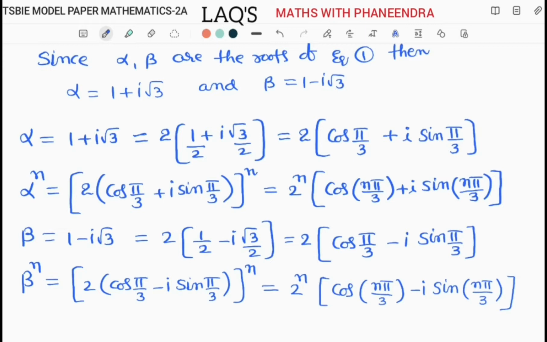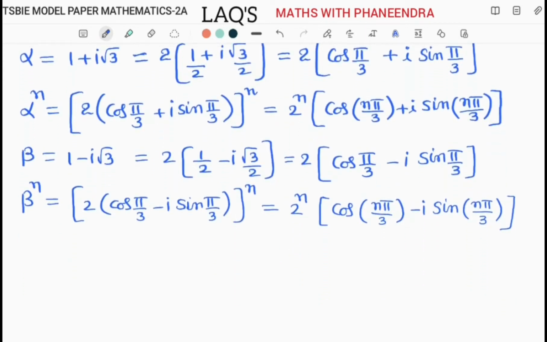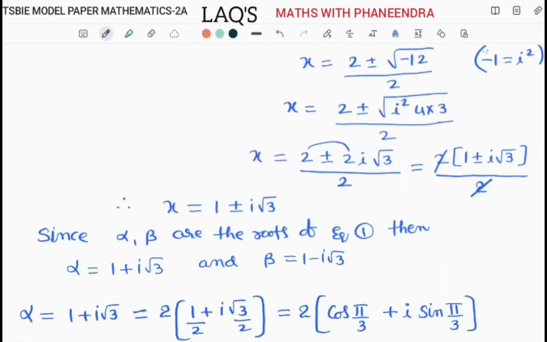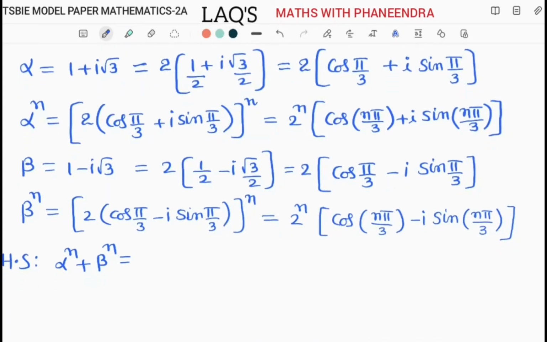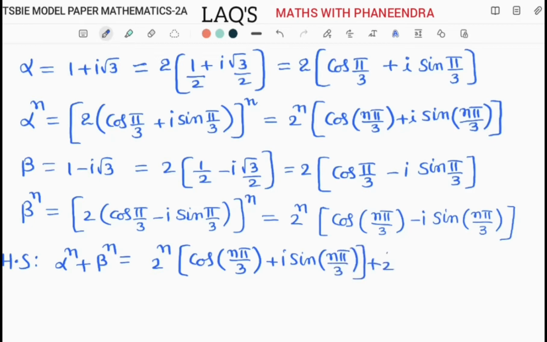After getting the values of alpha power n and beta power n, consider the LHS. They are asking to prove the result: alpha power n plus beta power n is equal to 2 power n plus 1 into cos n pi by 3. That's what we are going to prove. See, alpha power n plus beta power n. The alpha power n value is 2 power n, cos n pi by 3 plus i sin n pi by 3, plus beta power n is 2 power n into cos n pi by 3 minus i sin n pi by 3.